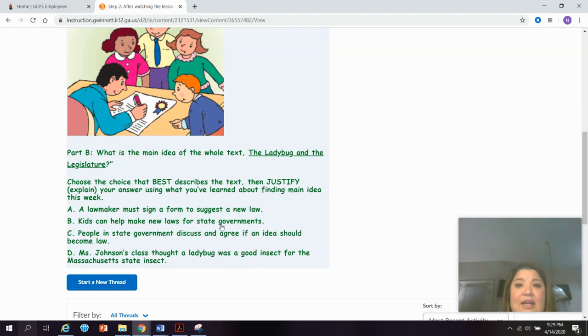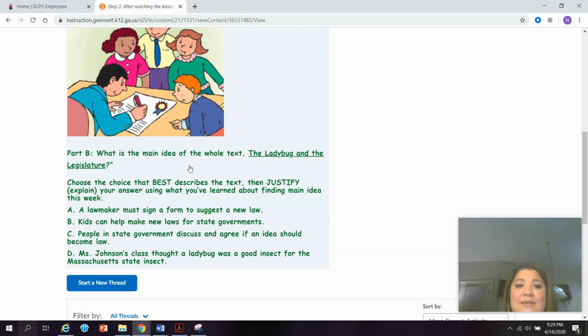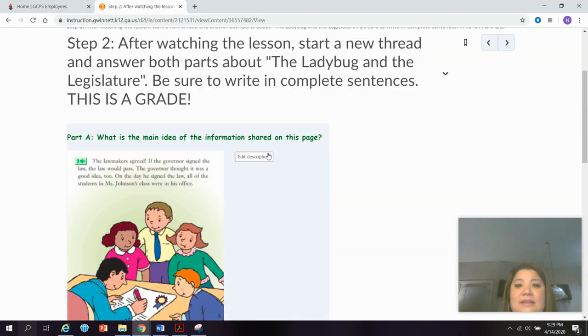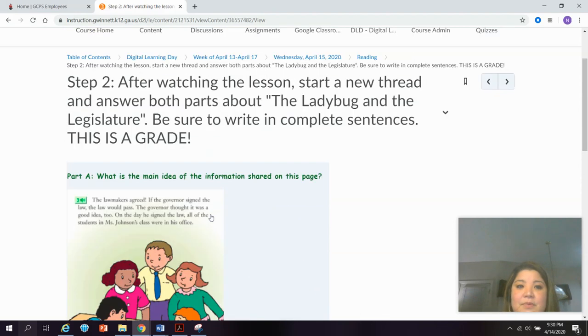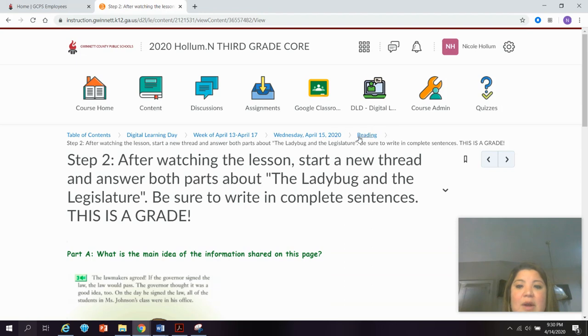This is a grade, so please take your time. You need to write more than one sentence. Part A is one sentence alone. Part B is telling what answer and then justifying, explaining why. So it has to be at least 2 to 3 sentences. So take your time with that. Let me know if you have any questions.